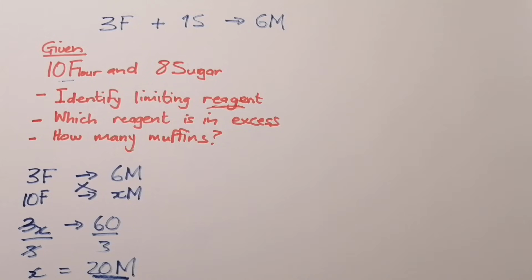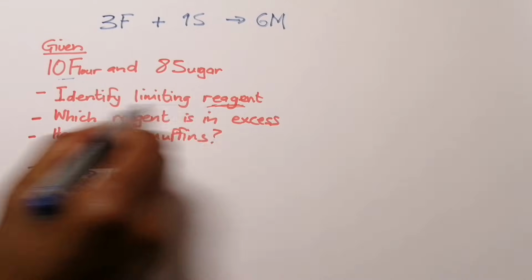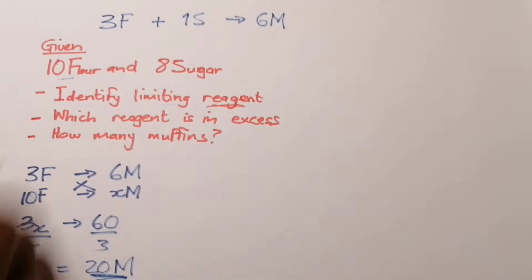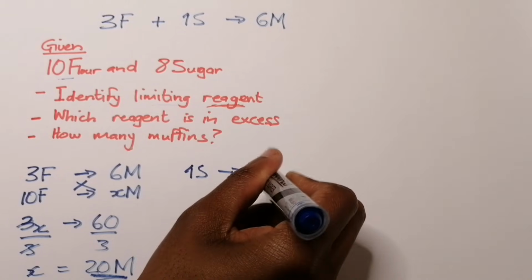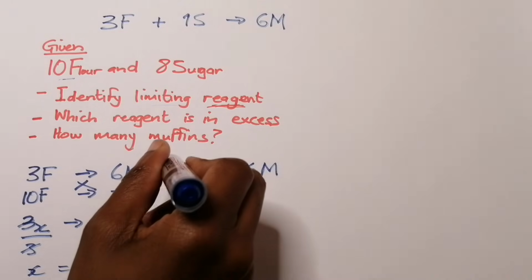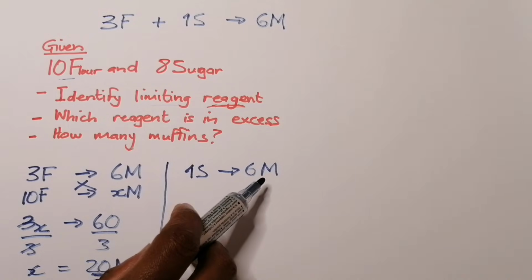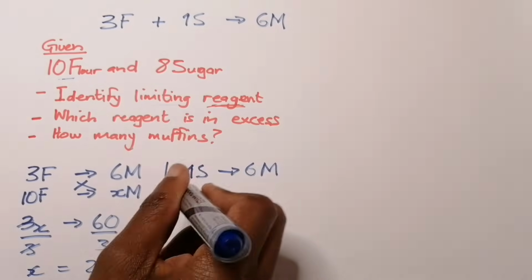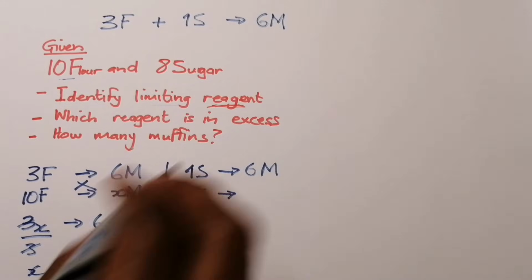All right. So that's what we need to check for. Okay. Right. So let's check. If I use all of the sugar, though, right? So we haven't identified which one is the limiting reagent. We're still trying to find that out. Okay. So let's test using the sugar. So 1 cup of sugar produces 6 muffins. Okay. So I want to know. All right, let me just put a line across there. So 1 cup of sugar produces 6 muffins. So I want to find out, if I use all the 8 cups of sugar, how many muffins am I going to produce?